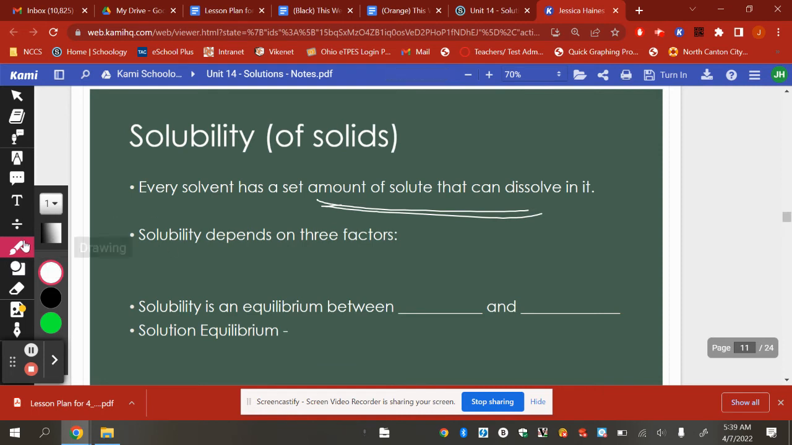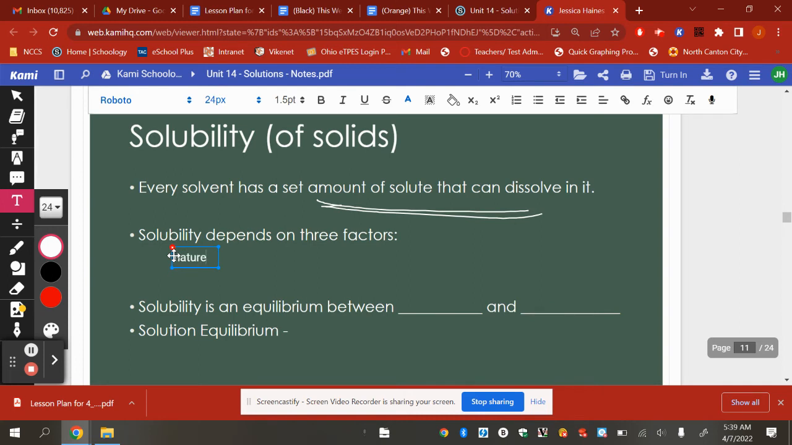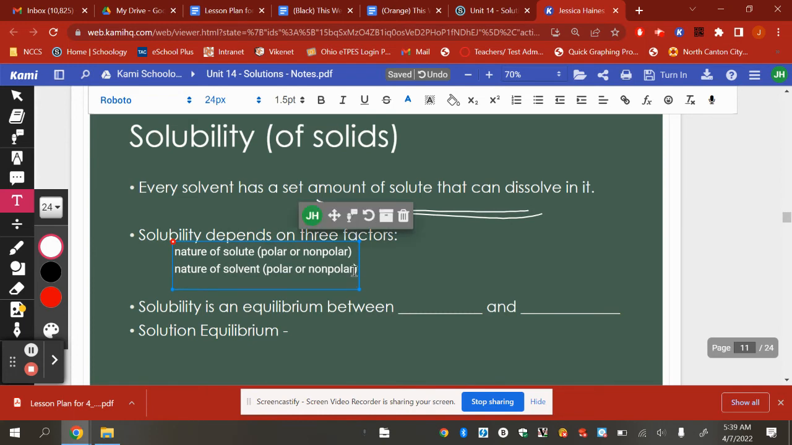It depends on the nature of the solute. And what I mean is, is it polar or nonpolar? It depends on the nature of the solvent. Again, we mean polar or nonpolar, because that dictates whether they will dissolve in each other. Polar things dissolve polar things, and nonpolar things dissolve nonpolar things.